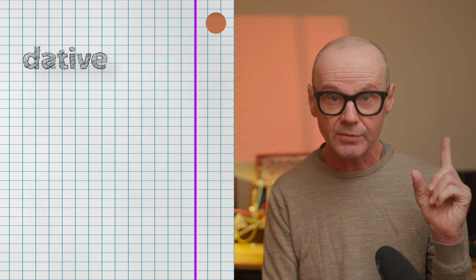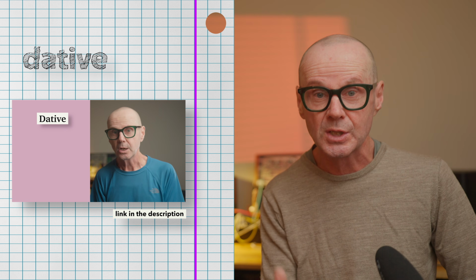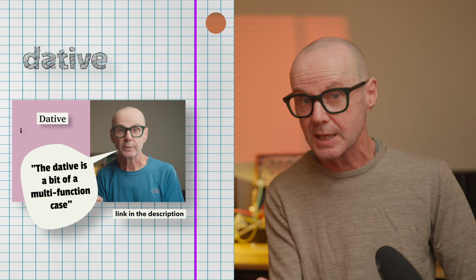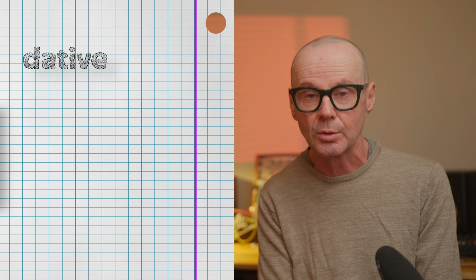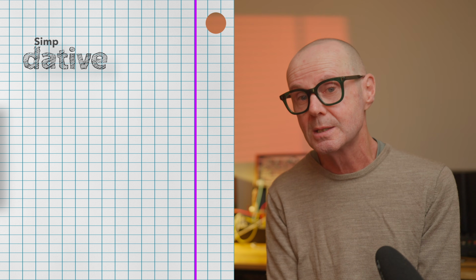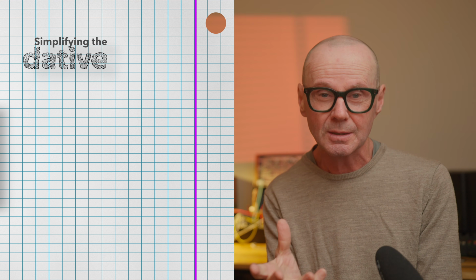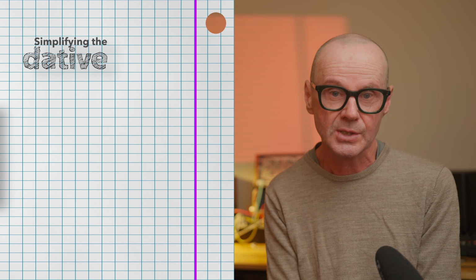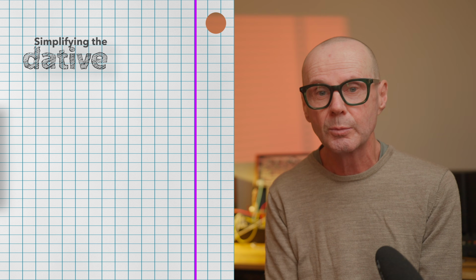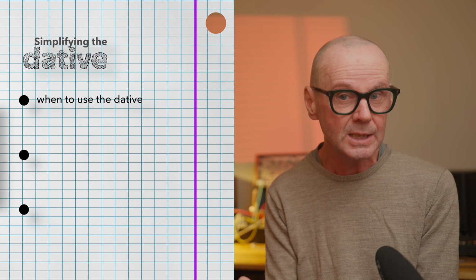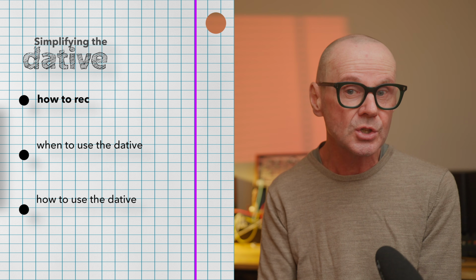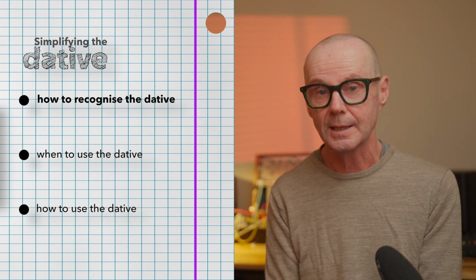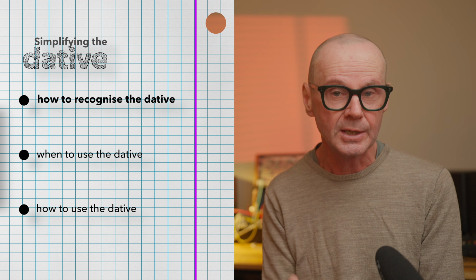And in this video, I describe the dative as a bit of a multifunction case because that's really what it is. The dative gets used for quite a few things. So let's see if we can simplify the dative and make it, well, just a little bit less scary. And normally I think it would make sense to explain when to use the dative and how to use the dative. But first, I want to show you what it looks like, at least when we're using nouns.